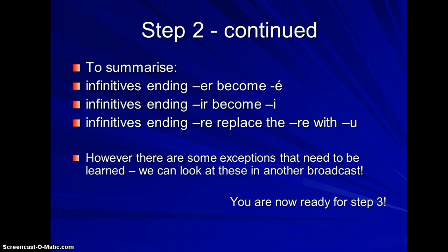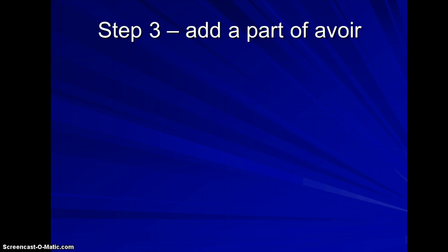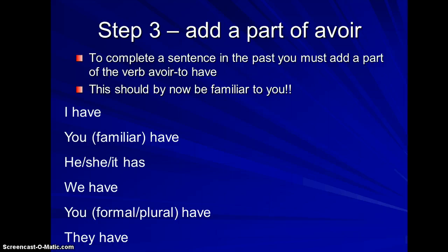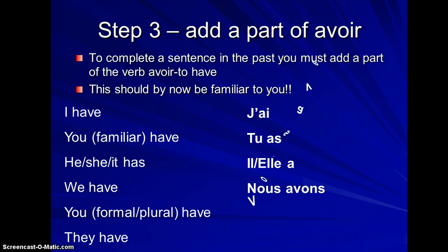We're now only one step away from being able to make the perfect tense in French. The final step involves using a part of the verb avoir, that's the verb to have. Now hopefully you've been learning this right the way from your first years of French, so this should be quite familiar to you. Here's the verb in English, and here's the verb in French. J'ai, tu as, il ou elle a, nous avons, vous avez, ils ou elles ont.